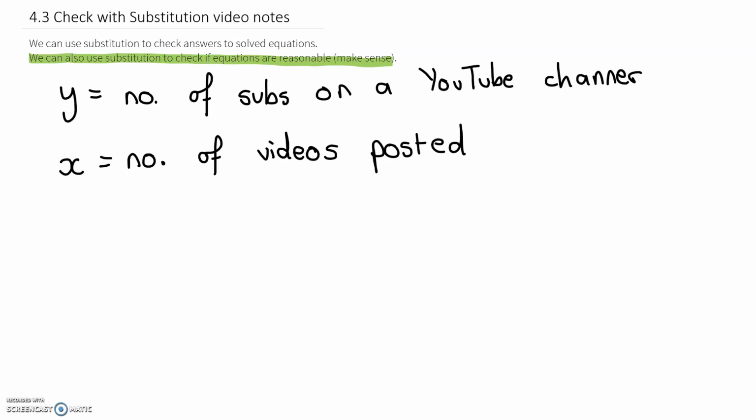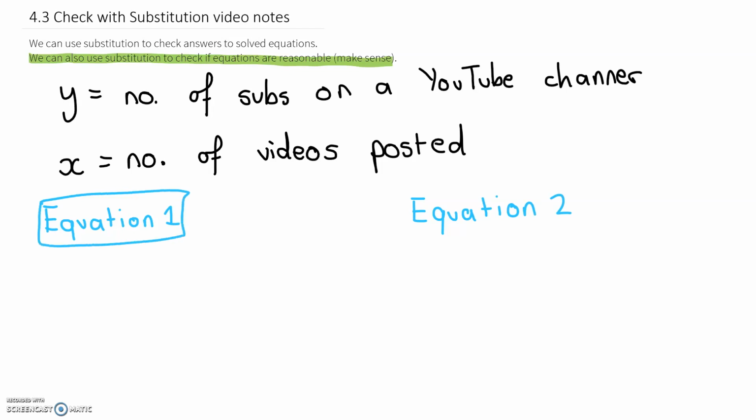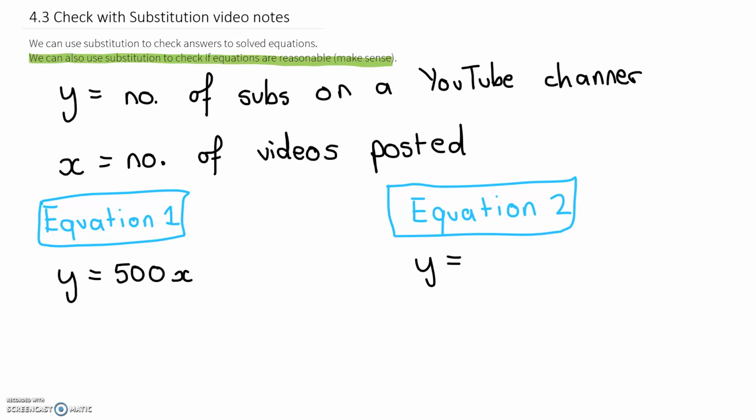Now, there's two possible equations here that we're going to test out. Equation 1 and equation 2. And we want to try and decide which equation makes more sense for this situation with the YouTube subs and the number of videos posted. So equation 1, let's say it's y equals 500 times x. And let's say equation 2 is y equals x take away 500. So which equation makes more sense? Some of you might be able to look at it and know straight away, but let's use substitution to check.